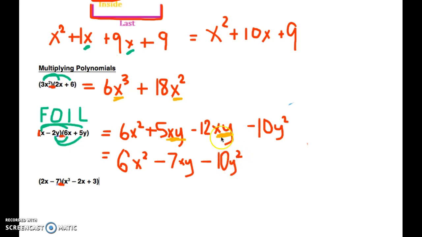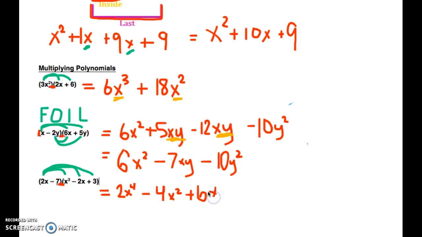All right, let's look at our last example. For our last example, we take the first term and we're going to multiply it to every term inside the second parentheses. So when we do that, 2x times x cubed is 2x to the fourth. 2x times negative 2x is negative 4x squared. 2x times positive 3 is a positive 6x.